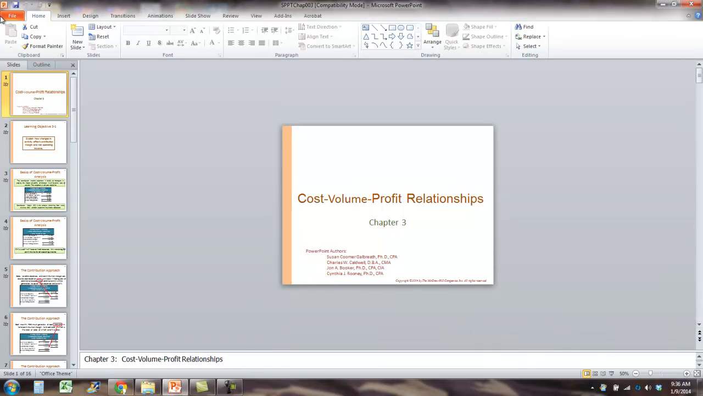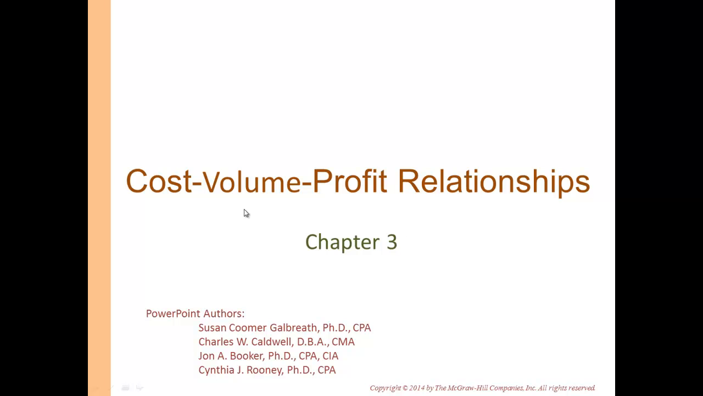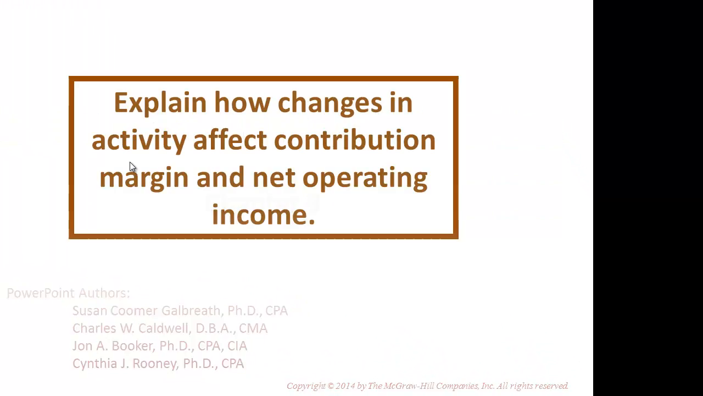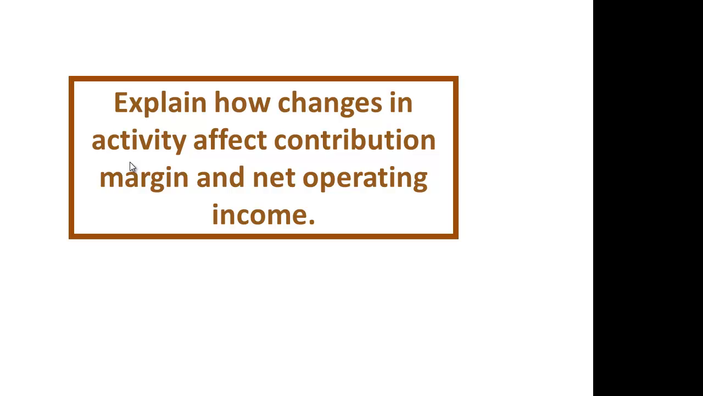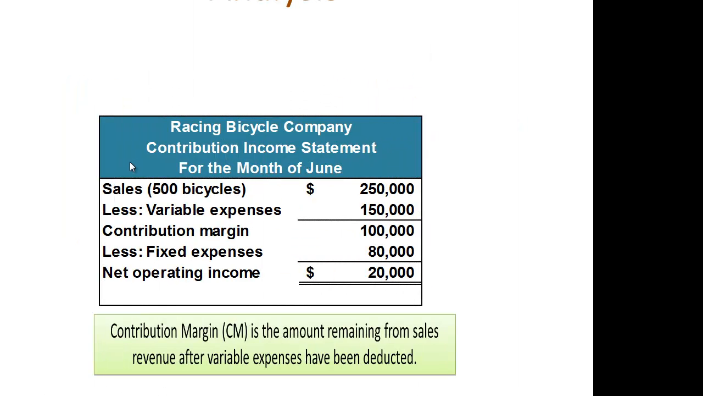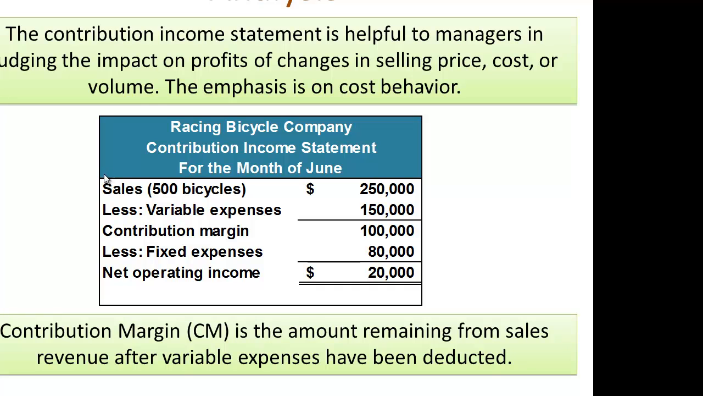This is the overview for Chapter 3. Chapter 3 is now talking about cost-volume-profit relationship. So we're going to explain how changes in activity affect the contribution margin and net operating income. So, basic overview of cost-volume-profit analysis.